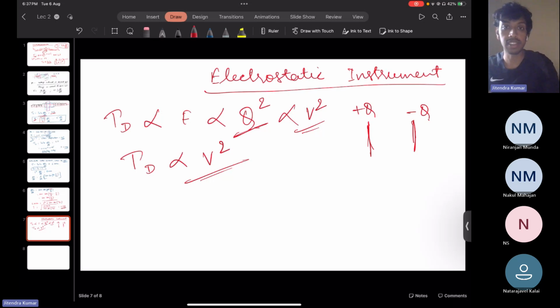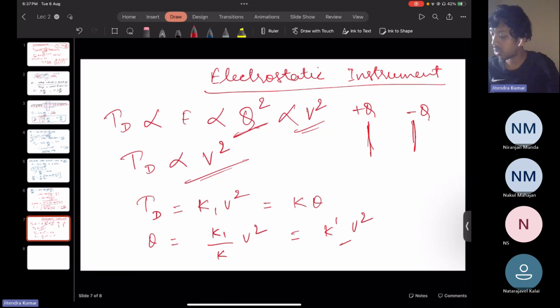If not, please stop me in between and ask the question. So if we remove the proportionality, we will have K1 V square. And again, this is being managed with a spring. So at equilibrium we equate with the spring torque, that is K theta. And here theta will be K1 by K V square, which we can further write as K dash V square. So the deflection of the pointer will depend on the magnitude of voltage. Again, it is a non-linear device because it is varying with the square of voltage. And if the voltage is AC, then we will have to take V RMS square.